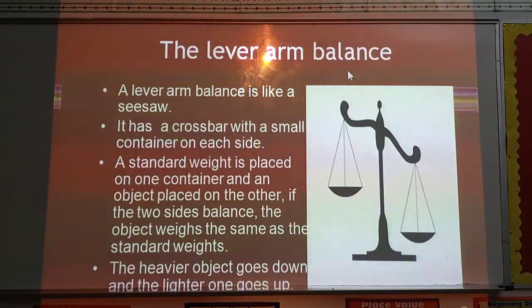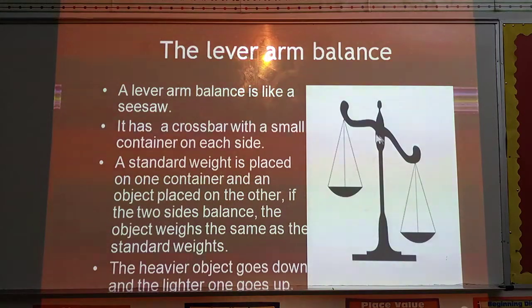Now, the lever arm balance is like a seesaw. I'm going to introduce you to a seesaw in the next slide. Okay, we all know what a seesaw is. Some of us have played on the seesaw, where a person sits on one end of the seesaw while another person sits on the other end, and then you rock up and down. That is what the balance is like.